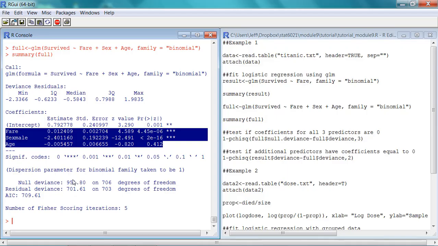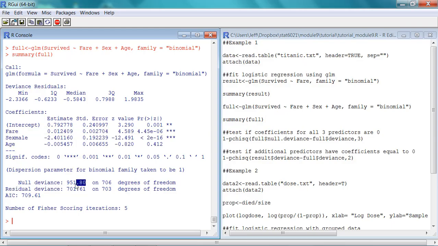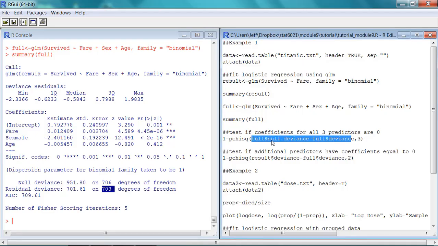Over here we use what we call a delta G-squared test statistic. So the delta G-squared test statistic basically looks at the difference between the residual deviance and the null deviance. The degrees of freedom will be 3 because that's the difference between 706 and 703, and this follows a chi-square distribution. So the test statistic, that's how we get it, right? The null deviance minus the deviance of this model, p chi-square of this test statistic comma 3. And if you had done just p chi-square, that would give you area to the left, but we want area to the right. So we have to subtract this probability from 1.